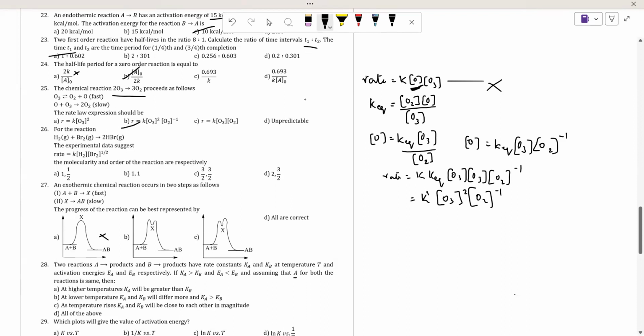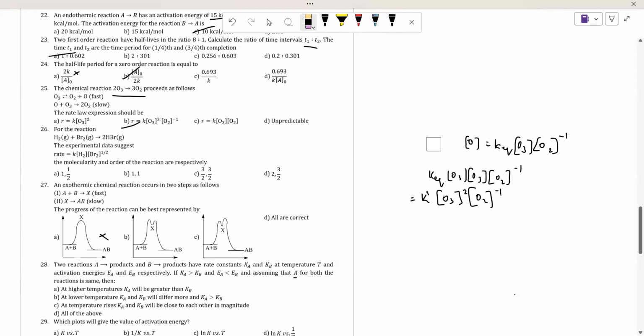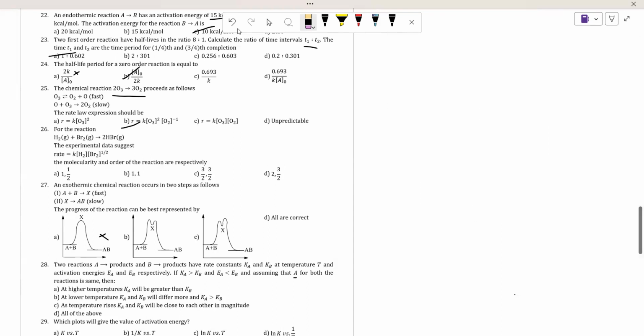Now coming to the next question, 26. So what is the next question? They are giving a reaction which is taking place between hydrogen and bromine to give 2 moles of HBr. And they are asking you to determine the molecularity as well as the order by giving the rate expression, that is the rate law. So what rate law have they given?